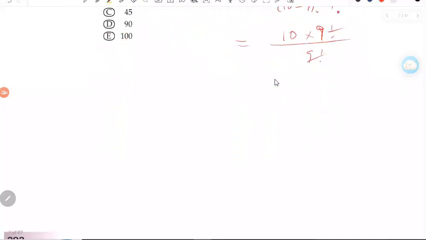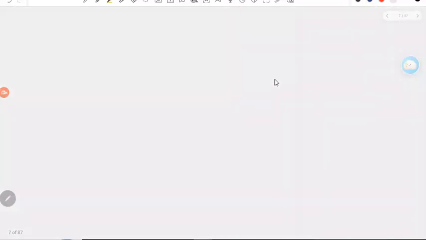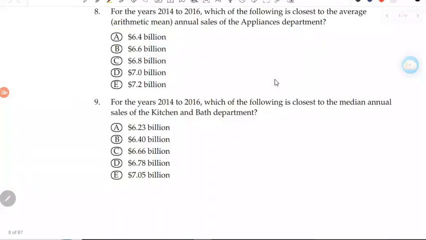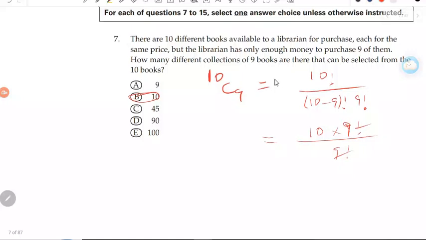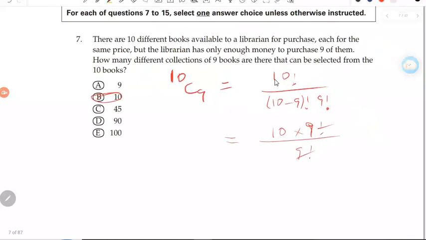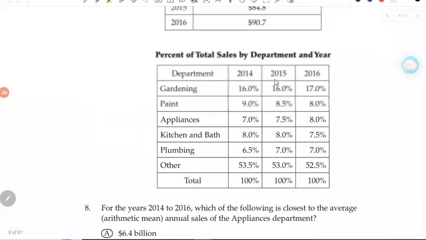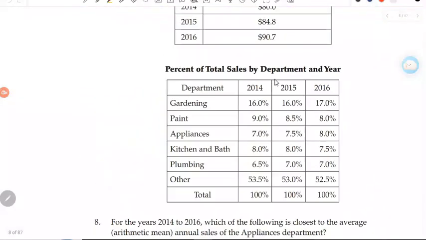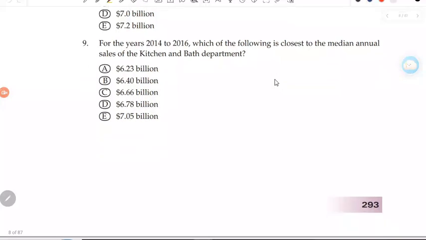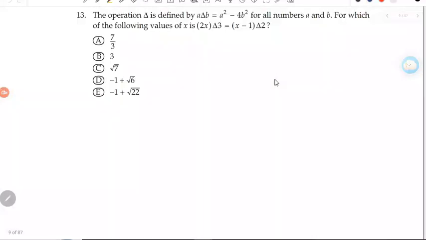Number 8. Sorry, go back, sorry, 1 second. Okay. It's fine. Number 8 is according to this diagram. I will always suggest, if you go to the exam, leave this diagram first.